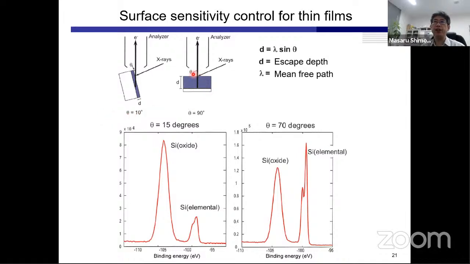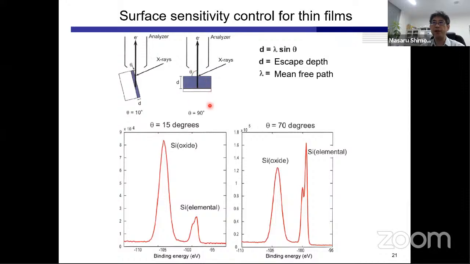If we use a very good lens, good meaning an effective lens, then wide angle electrons can be collected. So this surface sensitivity control is not available. In that case, we turn off the efficient lens mode to a very simple mode, and then we can detect only the directly emitted electrons. So this is the key point.